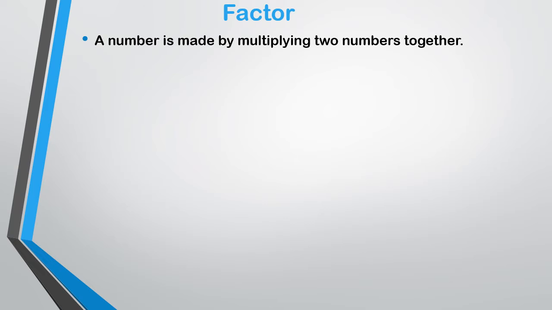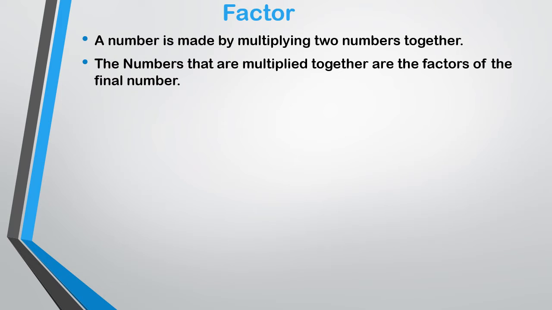A number is made by multiplying two numbers together. For example, when we multiply 2 and 3, we get 6. 2 threes are 6, isn't it? The numbers that are multiplied together are the factors of the final number. So here we are multiplying 2 and 3 together. So 2 and 3 are the factors of 6. The final number is 6.